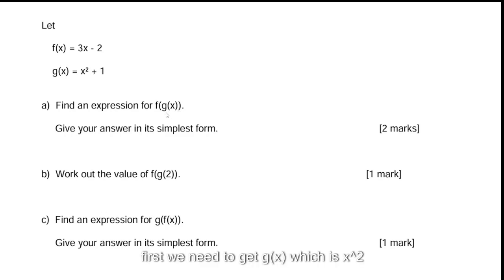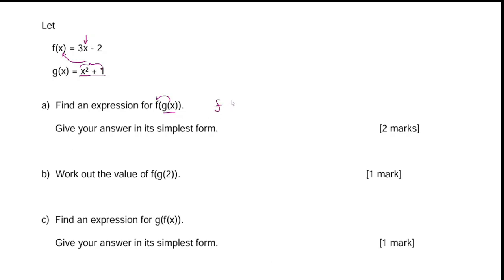Now, first we need to get g of x, which is x squared add 1. And we need to feed it to f. Okay, so let's put this whole thing here. So whatever you put there will go there. So we can say f g of x is equal to 3 bracket x squared add 1 take away 2.